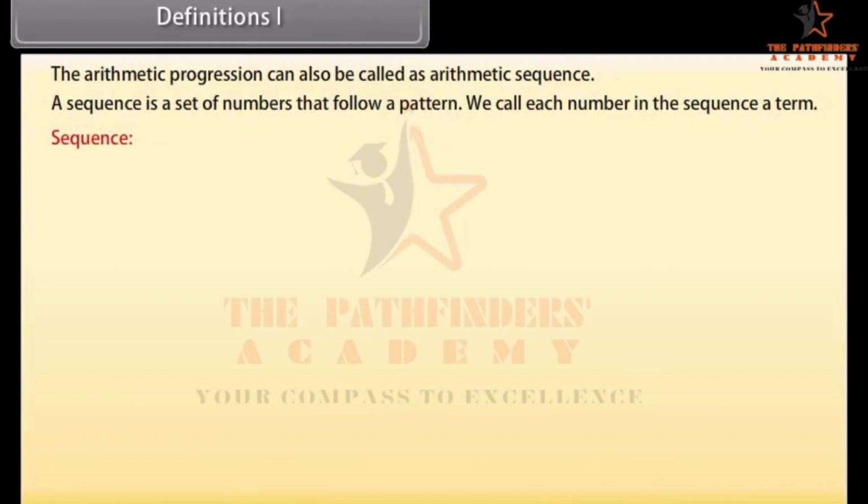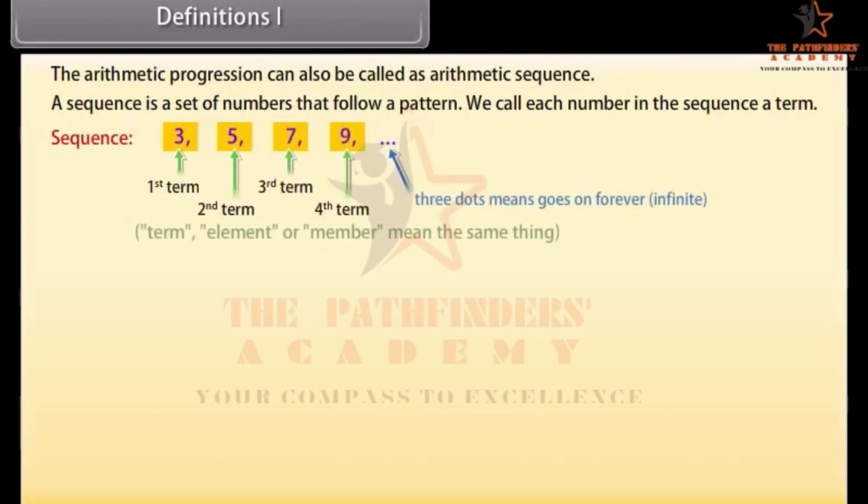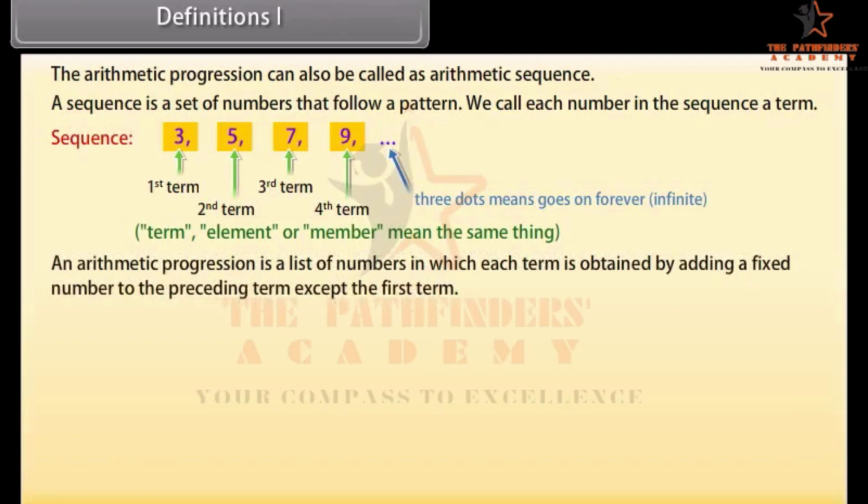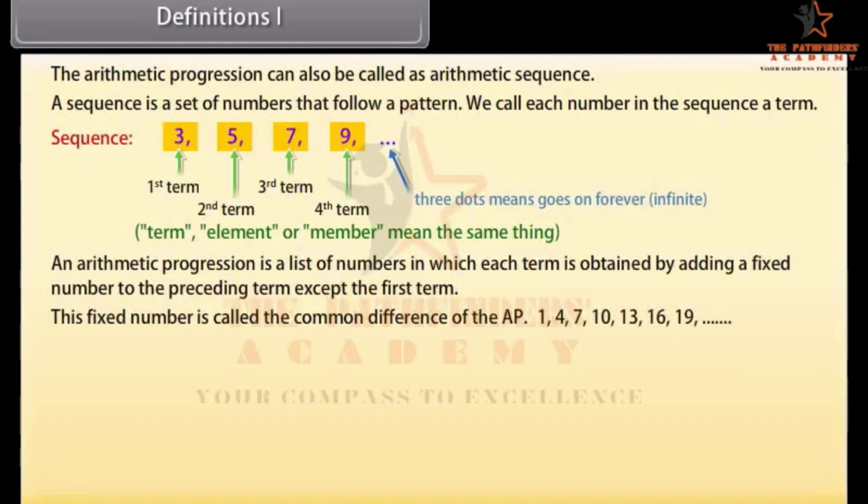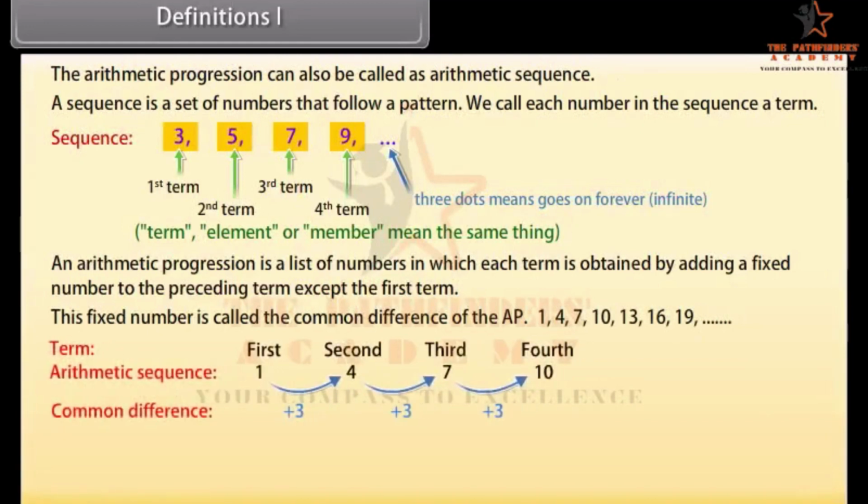Look at this example of a sequence. This is the first term. This is the second. This is the third, and so on. An arithmetic progression is a list of numbers in which each term is obtained by adding a fixed number to the preceding term except the first term. This fixed number is called the common difference of the AP. Look at this sequence. We can see here that the common difference is 3.